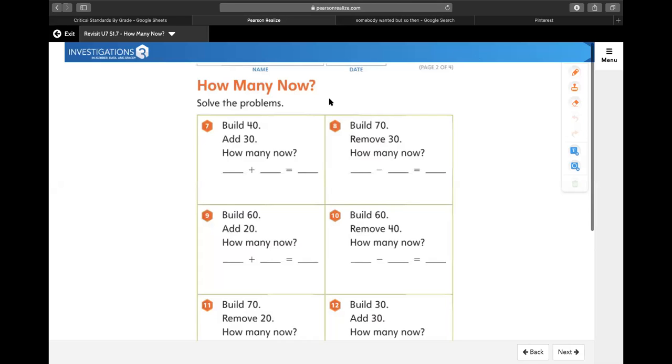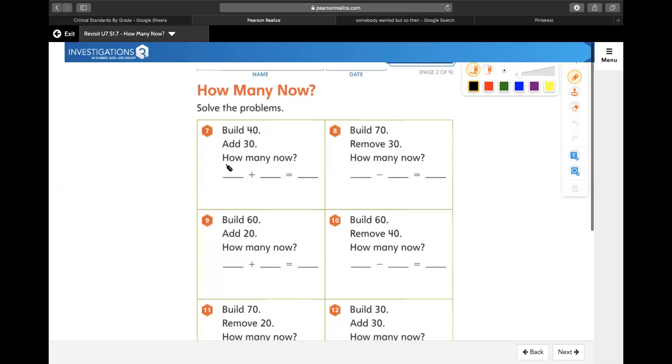All right, I'm going to do one more with just adding. Let's look at this one. Build 40, add 30. How many are there now? We're starting with 40, adding 30. How many do we have now? So 40 goes on top. I'm going to put my plus sign. All right, and then I have 30.